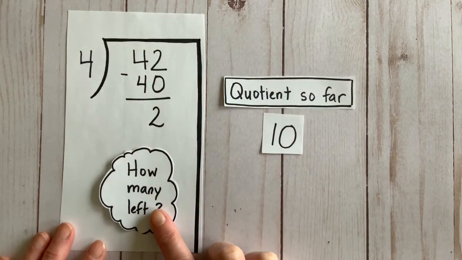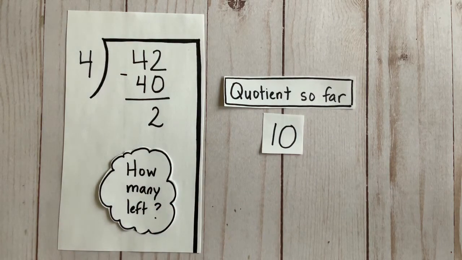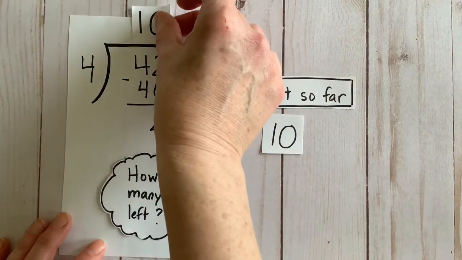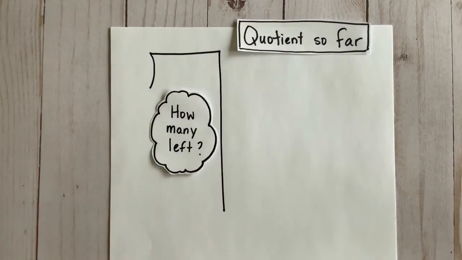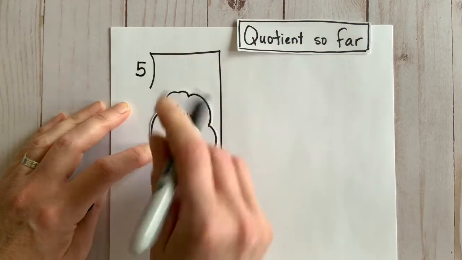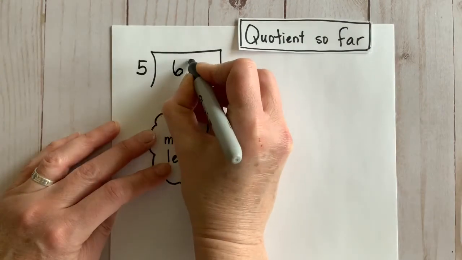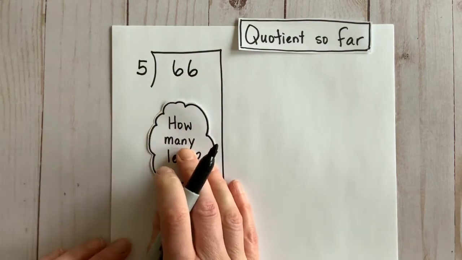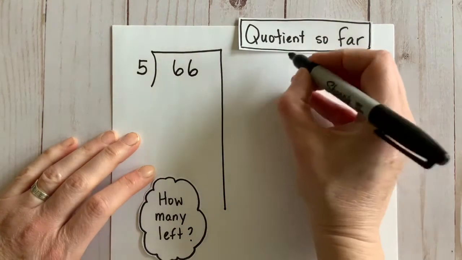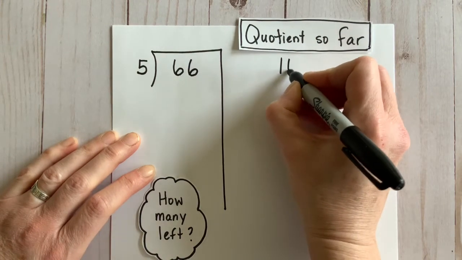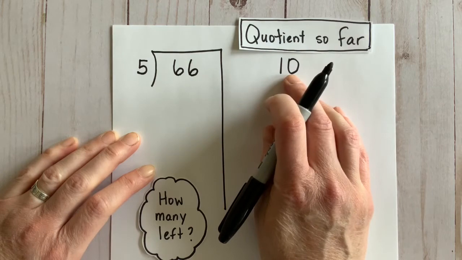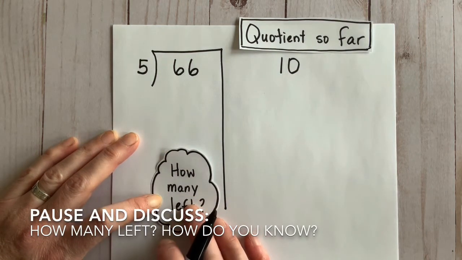Now that we know we have 2 left over, we have to decide if we can divide it further or if we are going to stop. Now, I'm going to stop for today. So that means when you divide 42 into 4 equal and fair groups, you end up with 10 in each group. Let's try another one. This time, let's see how many are in each of these 5 groups when we split 66 evenly and fairly. Again, without drawing out 5 groups, I think it would work to put 10 in each. How much of the dividend might be left? Pause and discuss.